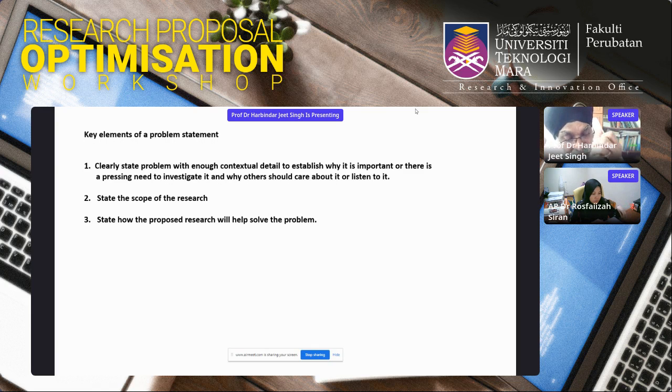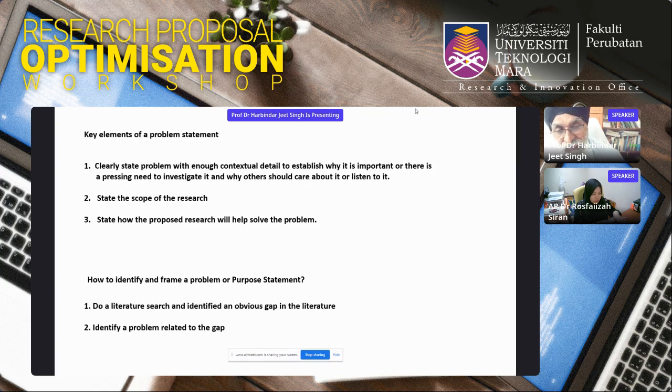How do you frame, how do you identify, first of all, a problem? And how do you frame a problem or a purpose statement? Some people call it a purpose statement as well instead of a problem statement. So, how do you identify it? What do you need to do before you do that? All right. Now, this is what you need to do.